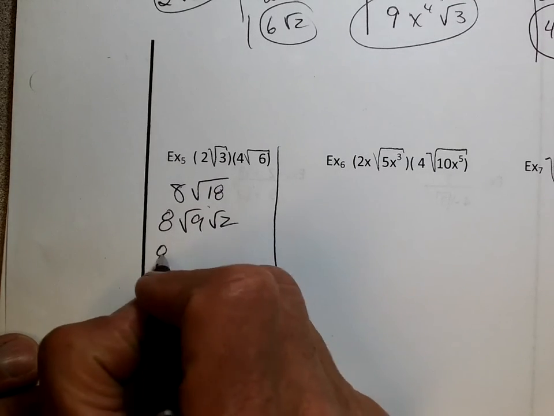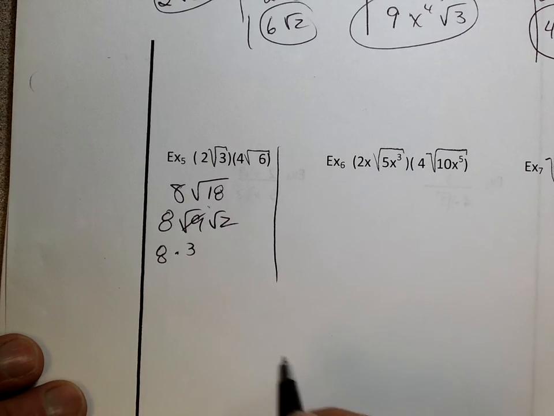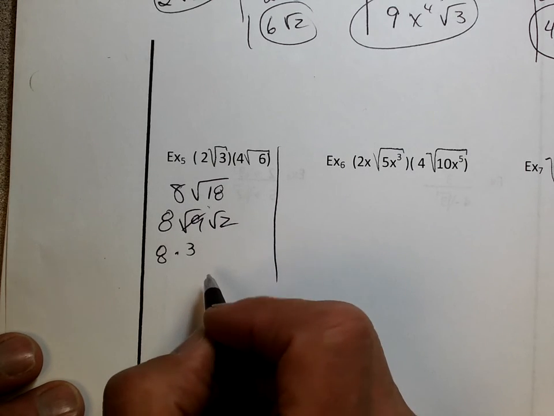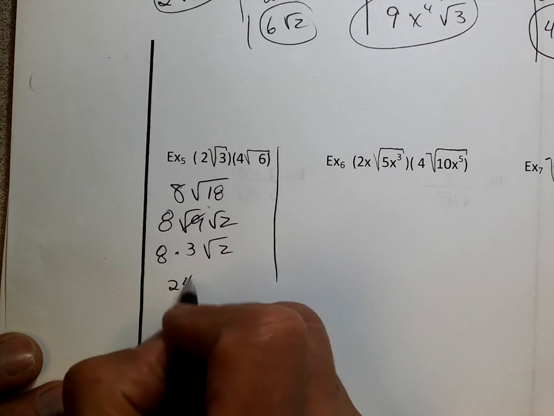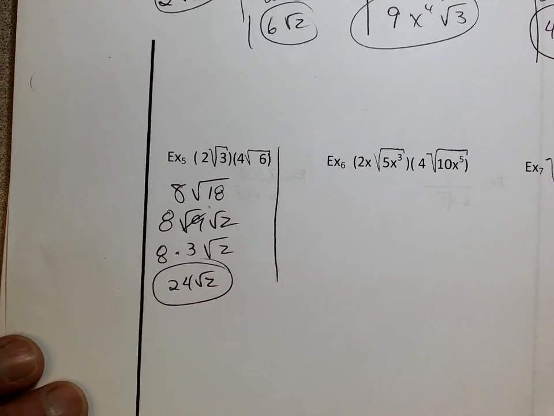We're going to get 8 times 3, because the square root of 9 is 3. The square root of 2 is an ugly number. Just leave it as the square root of 2. Get 24 square root of 2, and that's all she wrote, huh?